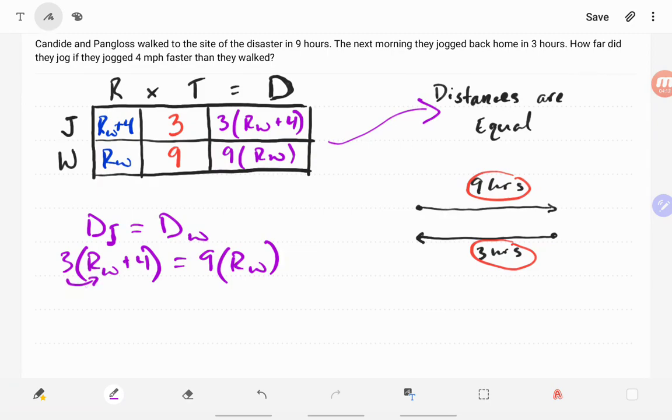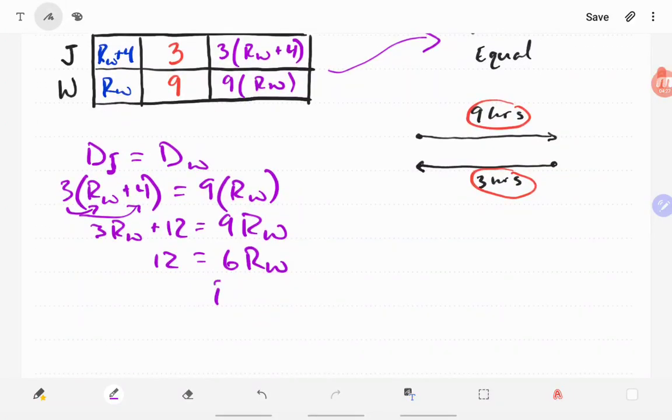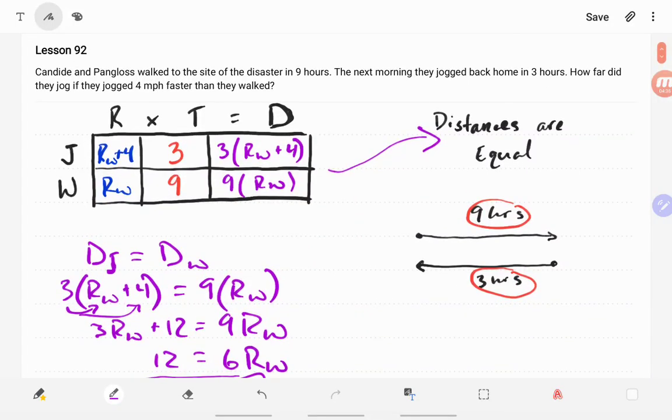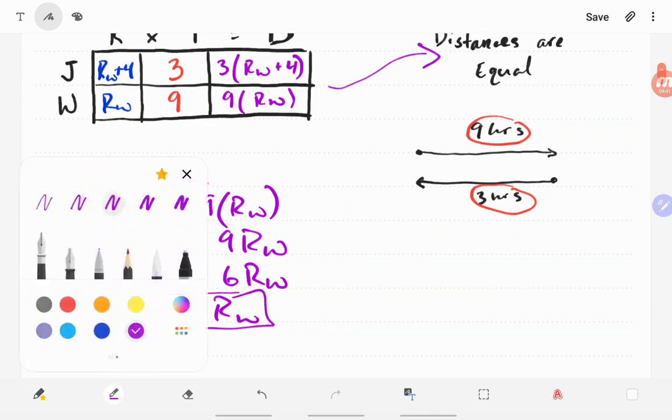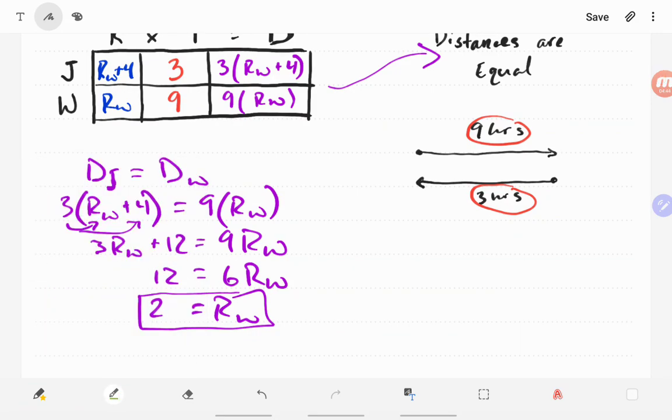Let's use our distributive property. We get 3RW plus 12 is equal to 9RW. 12 equals 6RW. So the rate that they walked is 2 miles per hour. Now, that's not our answer, right? Because what we're looking for is the distance. How far did they jog if the rate is 2 miles per hour for walking?